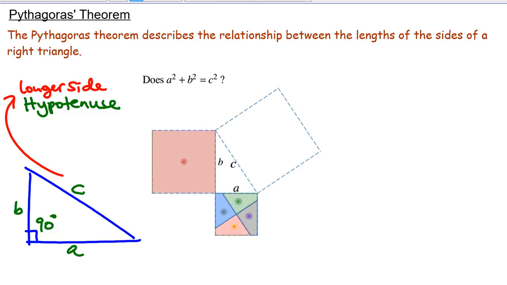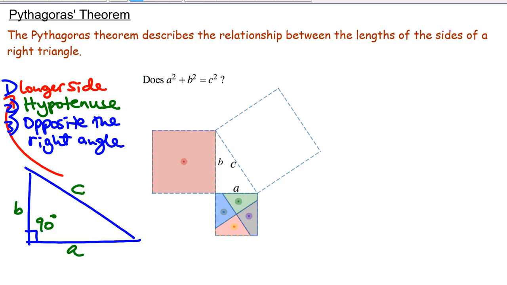And it's opposite the right angle. So 1 is the longer side, 2 is the hypotenuse, and 3 is opposite the right angle. So you can always identify the longer side by looking at the right angle. That way, wherever you are required to use it in a calculation, you can always find where it is. Okay.